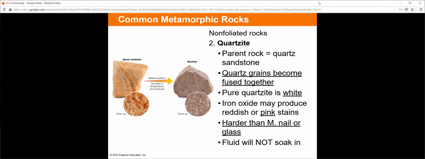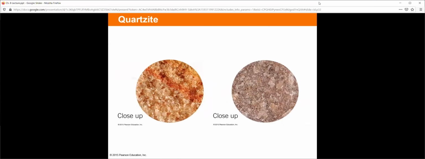Right? Quartzite. Quartzite is beat up sandstone. And what's cool about quartzite is if you get out a little tiny magnifying glass and look real close at it, you can still see the grains of sand that were the original sandstone. The difference being those grains seem to be sort of welded together a bit, fused together. Yeah, because that's exactly what happened. Pure quartzite is white. You get colors in quartzite due to oxidation of the original parent rock, right? Iron oxide may produce reddish and pink stains. Quartzite is very hard. Harder, in fact, than sandstone because it's being compressed together. Fluid will not soak into quartzite. It is a strong rock.